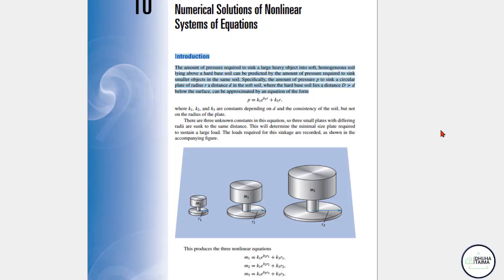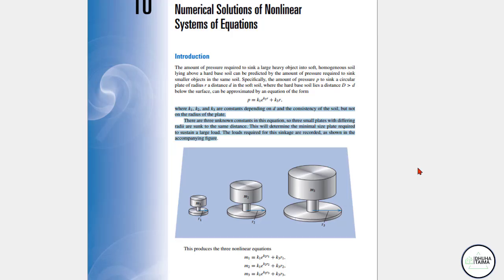an equation of the form P equals K1 plus K2 times r plus K3 times r squared, where K1, K2, and K3 are constants depending on d and the consistency of the soil, but not on the radius of the plate. There are three unknown constants in this equation, so three small plates with differing radii are sunk to the same distance. This will determine the minimal size plate required to sustain a large load.